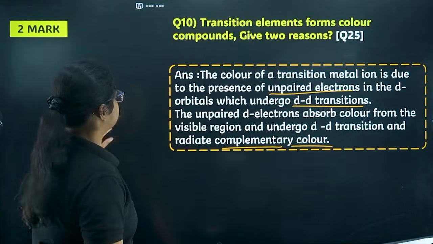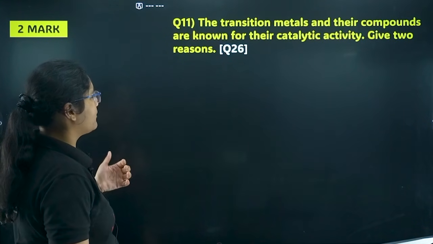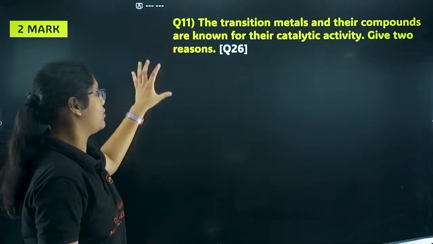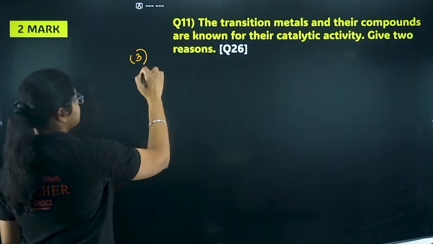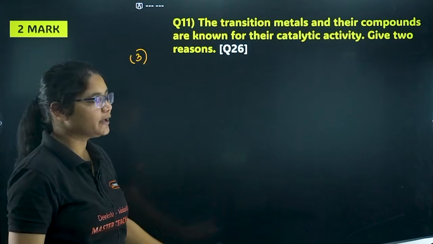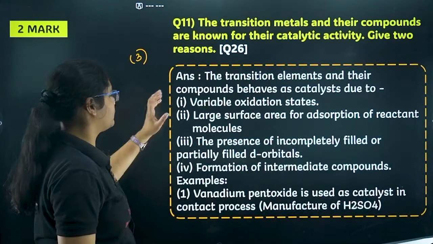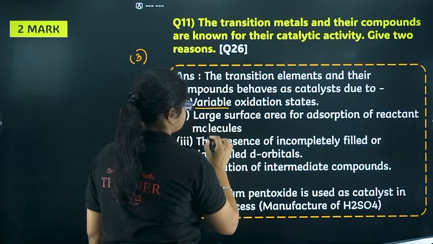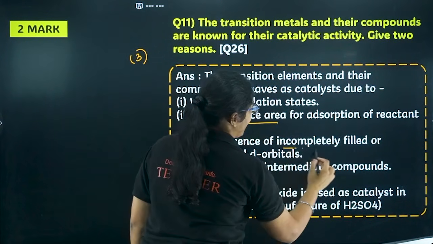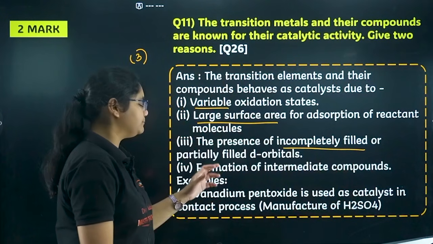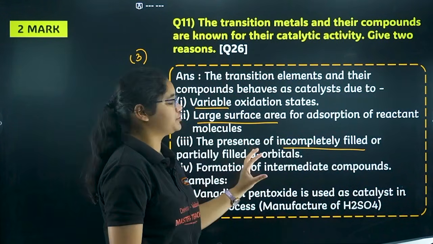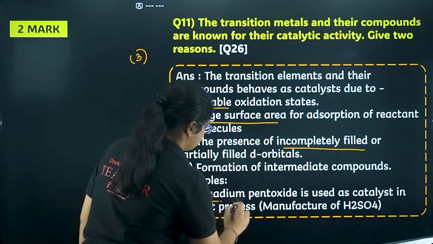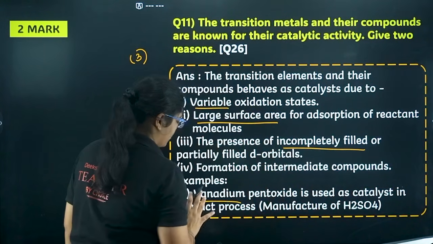Okay. Next, we will see: transition elements and their compounds are known for their catalytic activity. Give 2 examples. This can also be asked in the 3 marker sections where you have to write 3 reasons. So you can write the reasons why they show catalytic activity: they have variable oxidation states, large surface area, and incompletely filled or partially filled d orbitals.